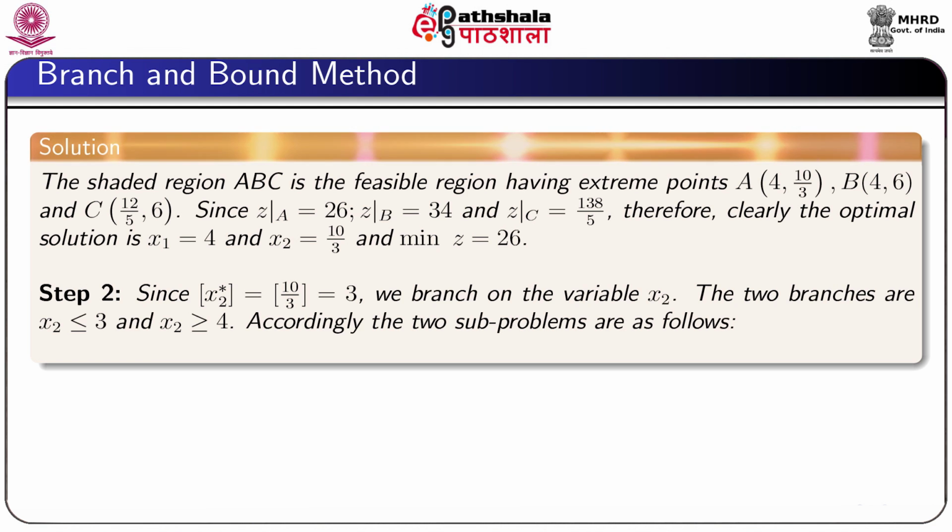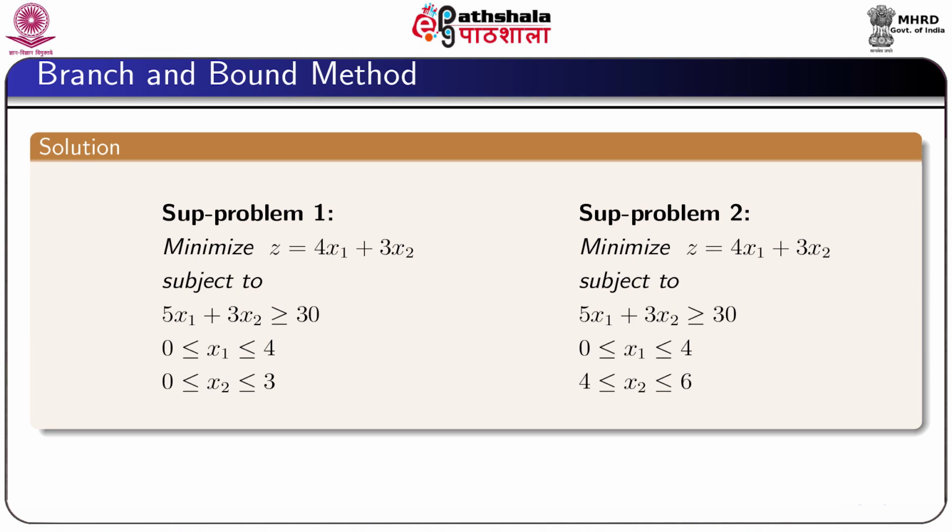Since the greatest integer contained in x2 star is equal to 3, we branch the variable x2 and the branches will be like this: x2 is less than equal to 3 and x2 will be greater than equal to 4. Accordingly, we have two subproblems, subproblem 1 and subproblem 2 as shown in this slide.